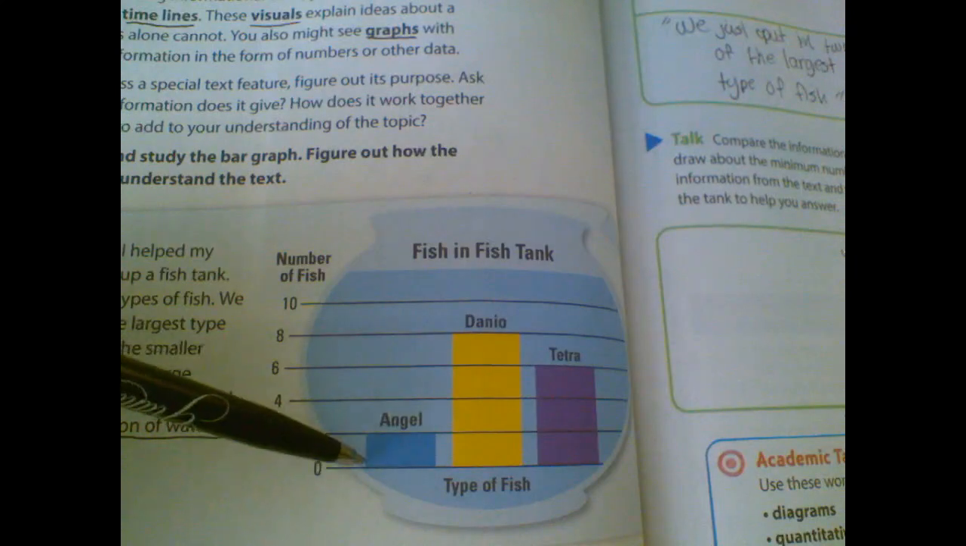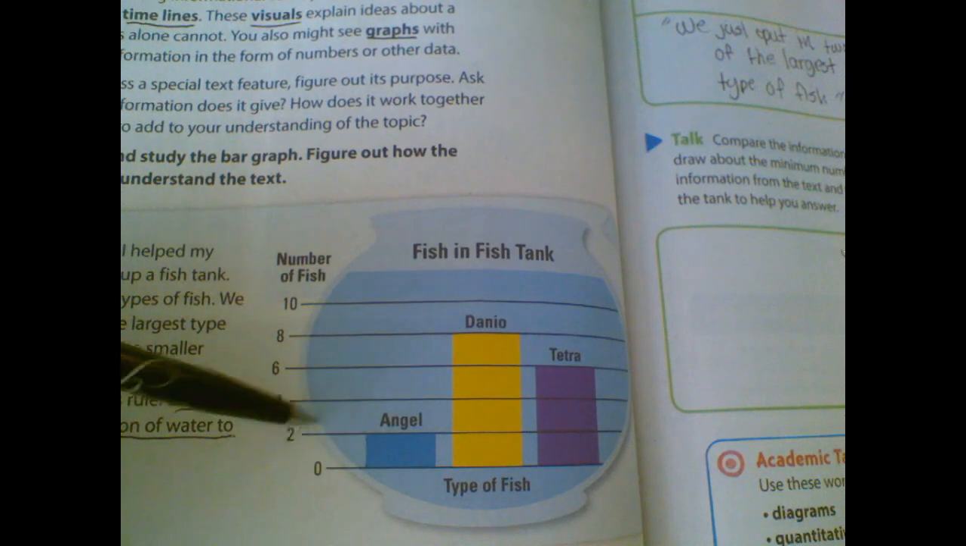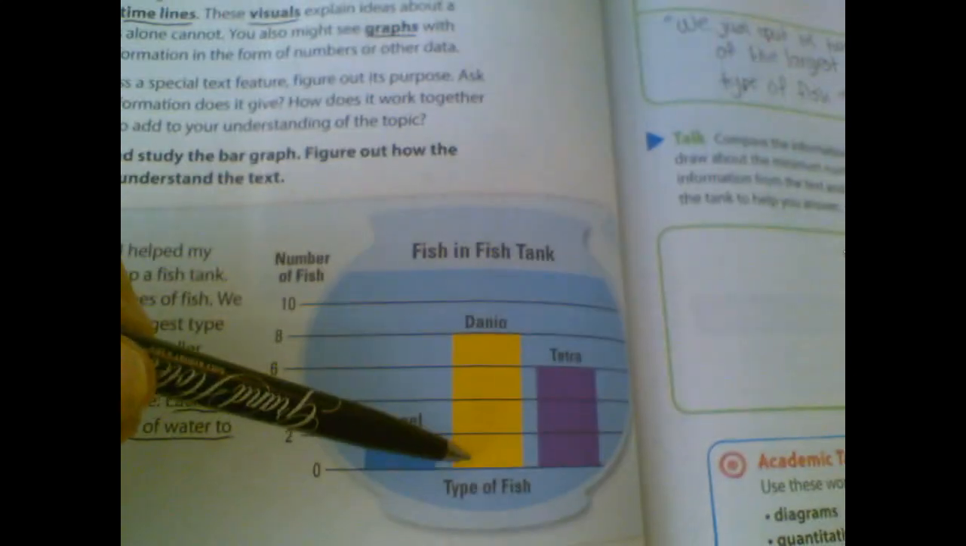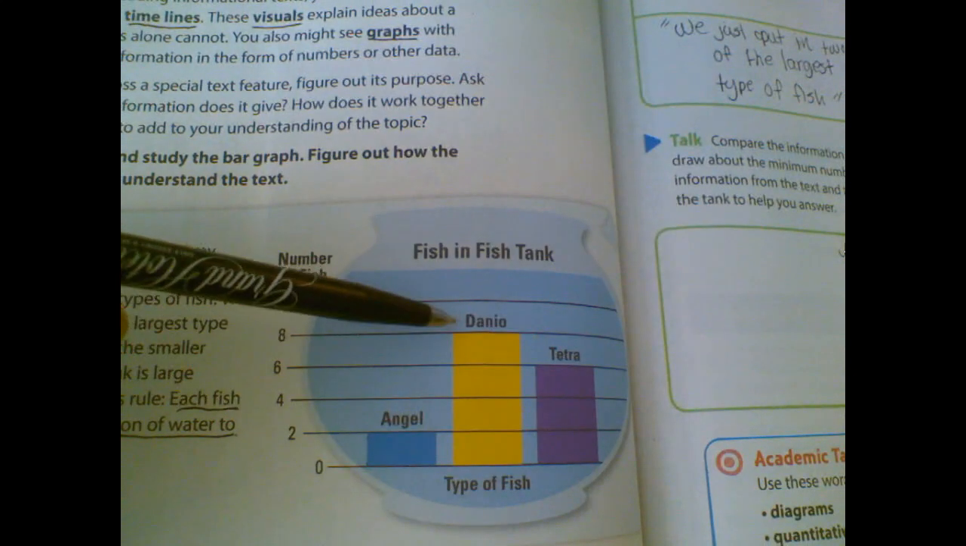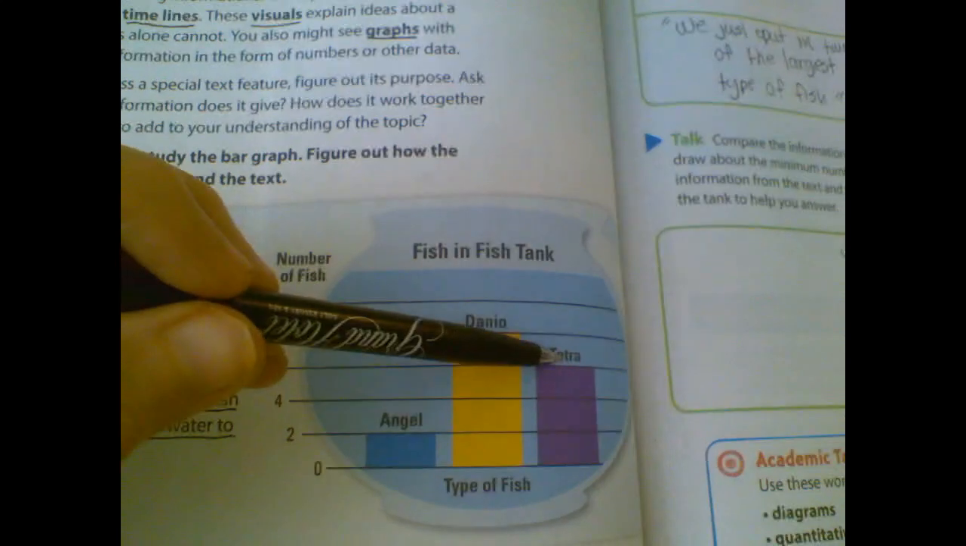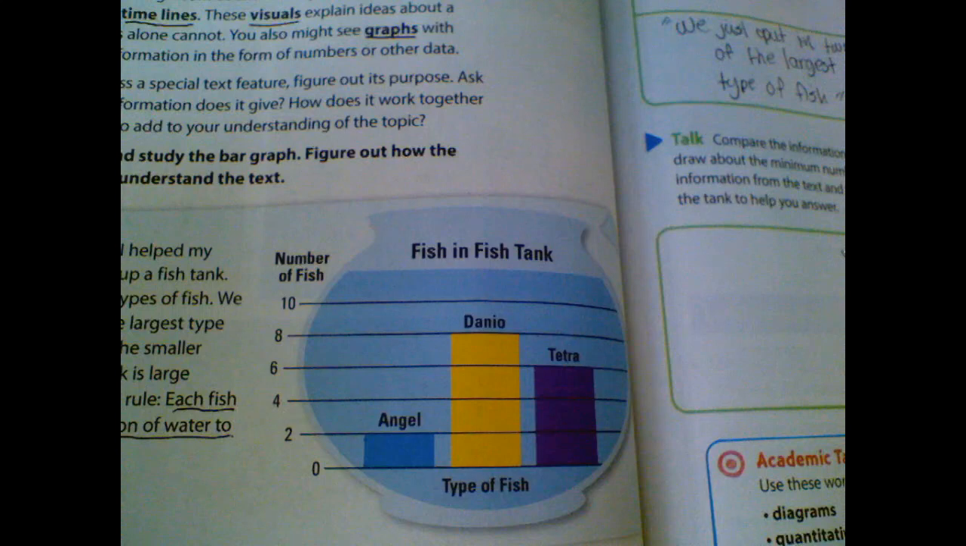So if I look at my angelfish, I go up and that tells me there are 2 angelfish in the fish tank. If I look here at the group in the middle, the Dineo fish, that tells me that there are 8 fish in that fish tank of that type. And then over here, there are 6 tetra.